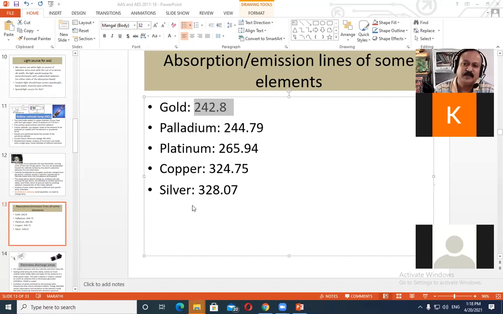But that is not a rule. I can say that some other radiation in the visible range can also be emitted, and that can also be absorbed by the sample atoms.